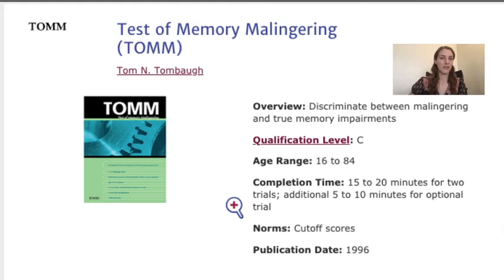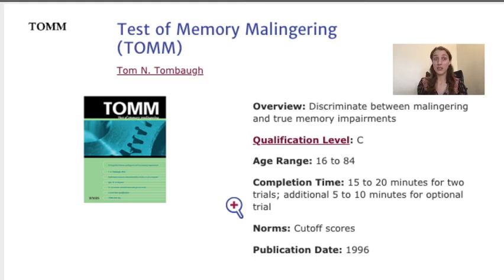All right, now we have an interesting one, all right? Test of Memory Malingering. Malingering is an interesting word. If we've not heard of the word malingering, it's essentially faking or pretending, for lack of better words. So the overview says the point of this test is to discriminate between malingering and true memory impairments. Right, true memory impairment versus malingering, or basically faking memory impairment.